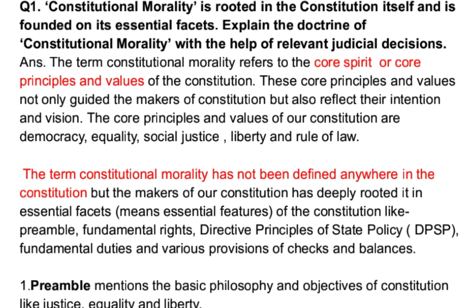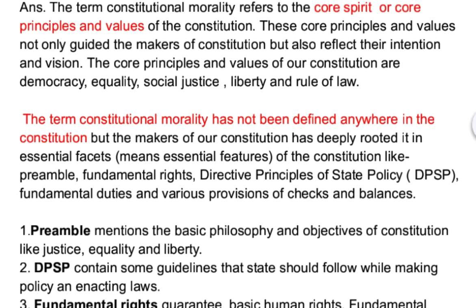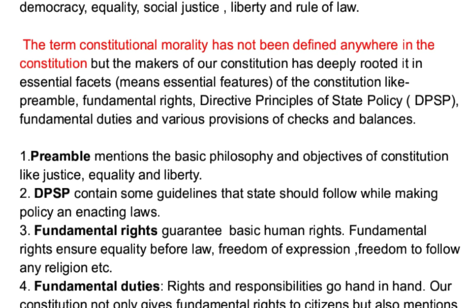But the makers of our Constitution have deeply rooted it in essential facets, meaning essential features of the Constitution like Preamble, fundamental rights, directive principles of state policy, fundamental duties, and various provisions of checks and balances. Preamble mentions basic philosophy and objectives of Constitution like justice, equality, and liberty. Directive principles of state policy contain some guidelines that states should follow while making policy and enacting laws. Fundamental rights guarantee basic human rights.